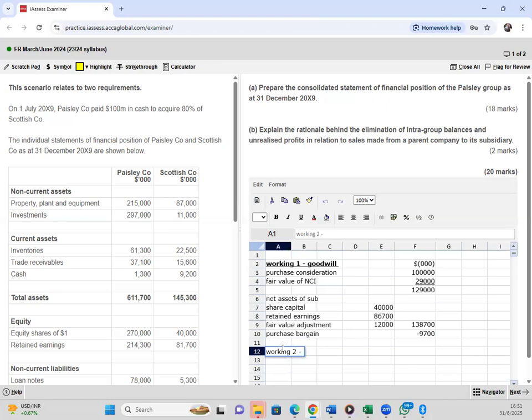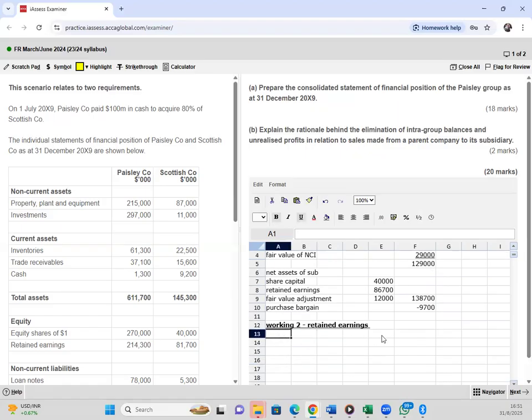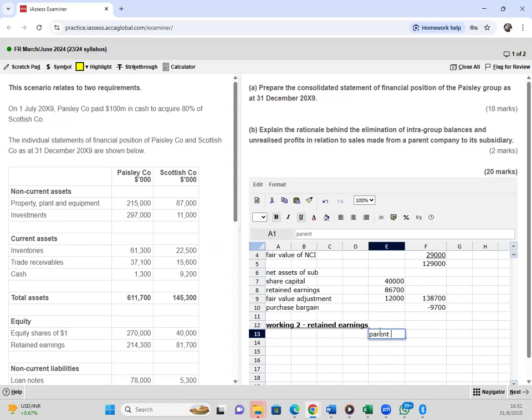So working two, let's work out retained earnings. That's another key working. For retained earnings, I normally use my table with the parent and subsidiary. So we have the parent and we have the sub. We have the retained earnings of the parent and the retained earnings of the sub. So we start with the ones given, at reporting date.